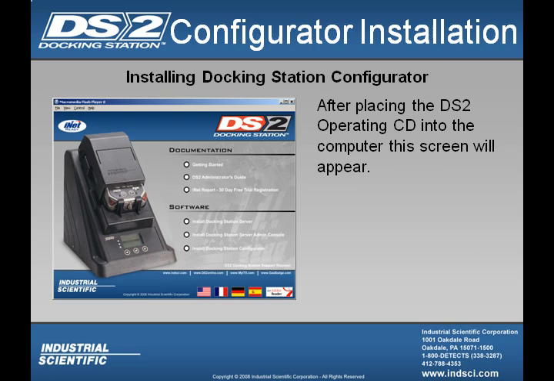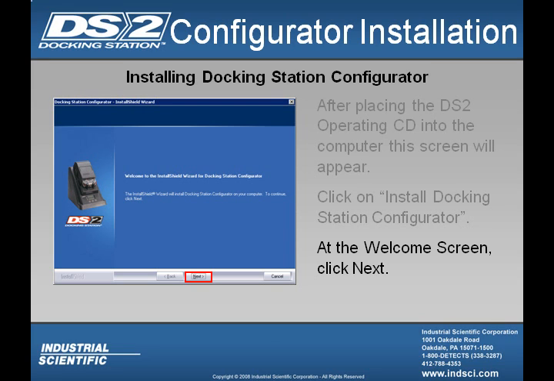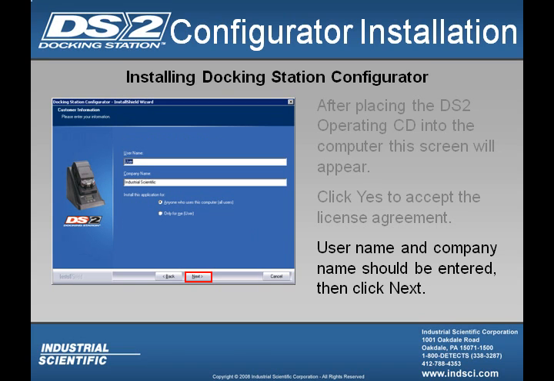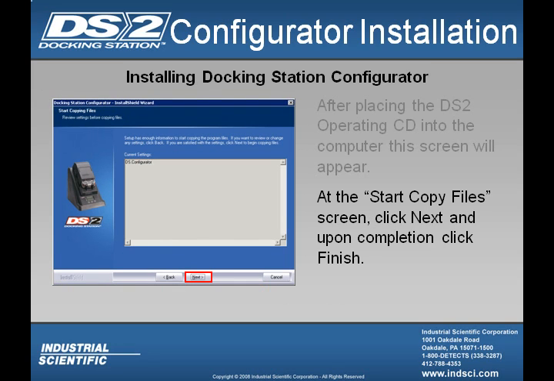To install the Docking Station Configurator, place the DS2 operating CD into the computer and this screen will appear. Now we need to click on Install Docking Station Configurator. At the Welcome screen, we're going to click Next. Click Yes to accept the license agreement. The username and company name should be entered, then click Next. At the Choose Destination Location screen, click Next again. And then at the Start Copy File screen, click Next, and upon completion, click Finish.